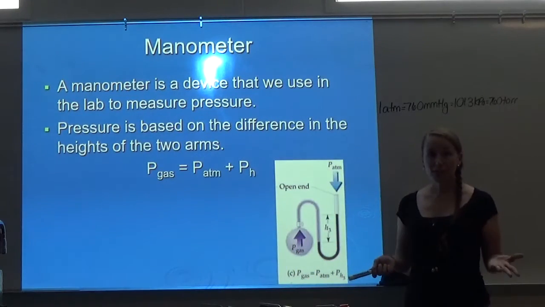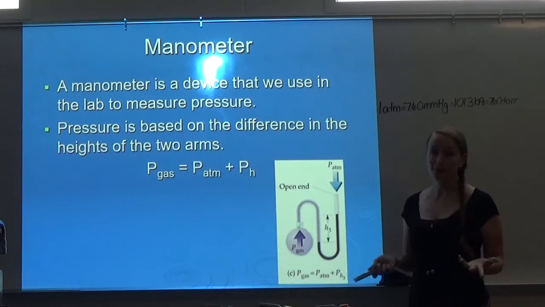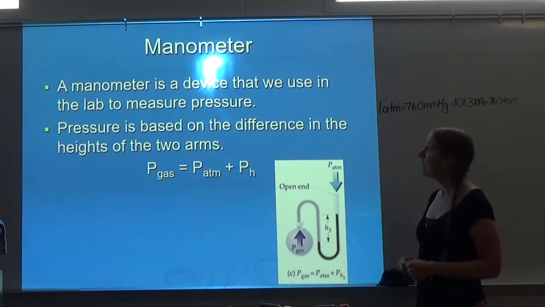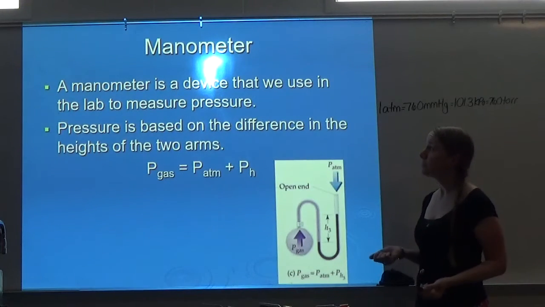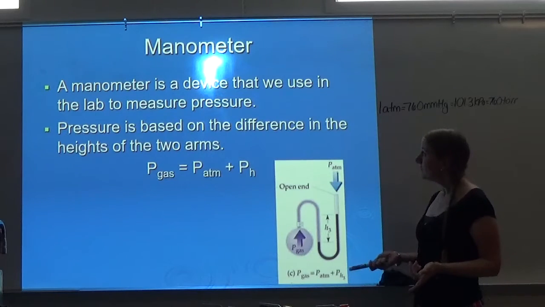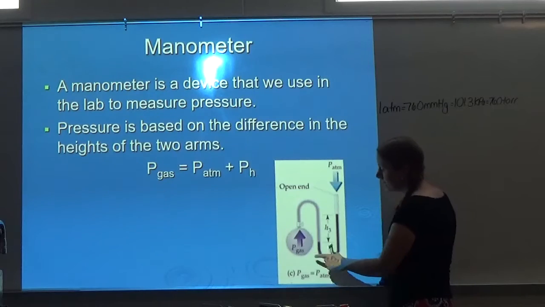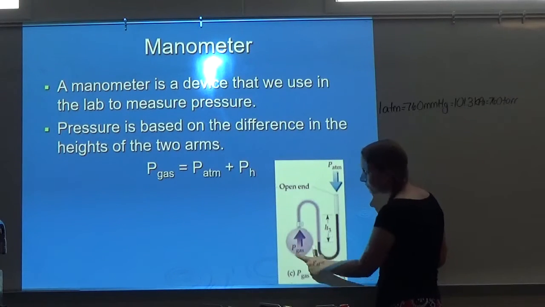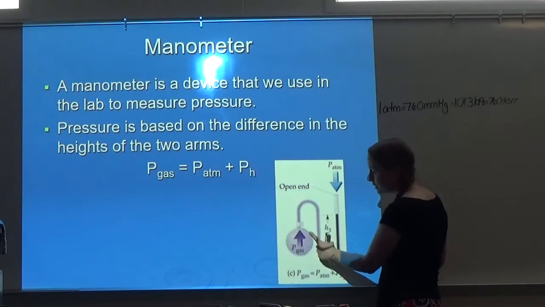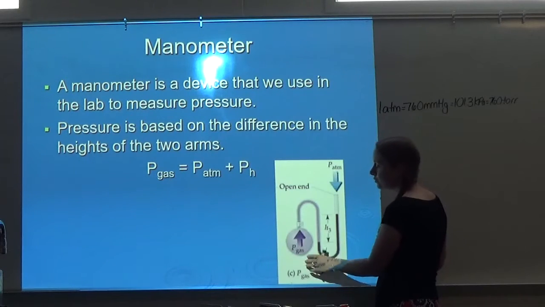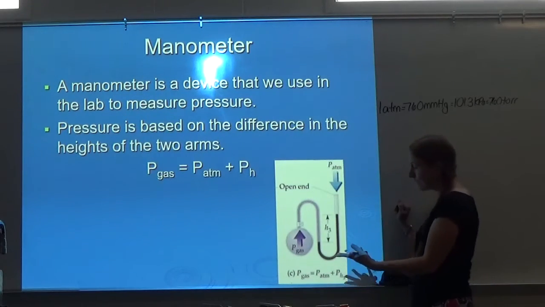So the next thing we need to learn is how to use a manometer. A manometer is a device that we use in the lab to measure pressure. Pressure is based on a difference in the height of the two arms. In a manometer, you have your reaction vessel. So your reaction would be occurring in here. It might produce a gas, or you might just have a gas in that vessel.